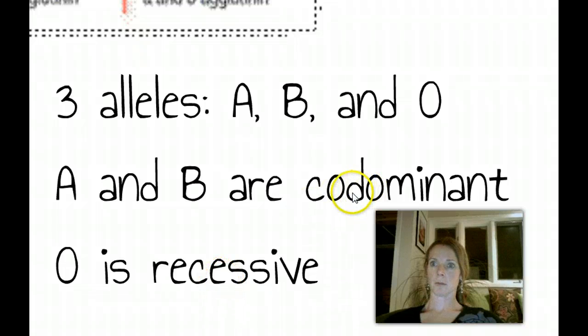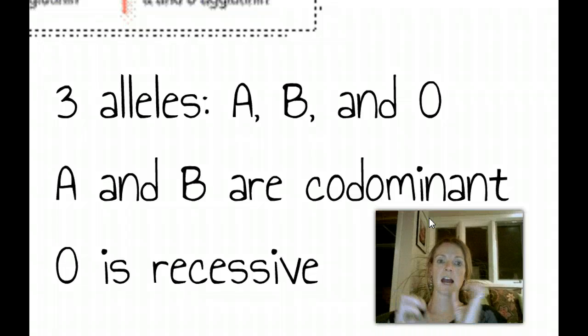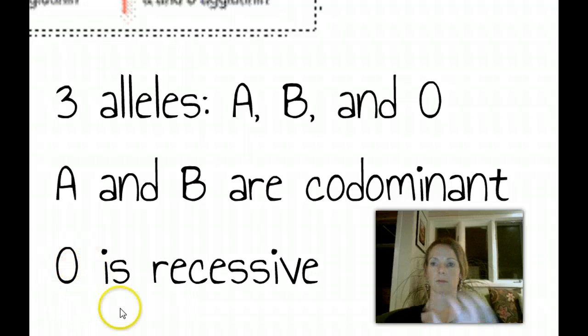So meaning, remember, someone can be type AB blood, and because A and B are codominant, they can basically show up together, okay, and be a different blood type even though they have both of those alleles, okay? O is recessive, so the only way that you're going to have type O blood is if you have two of these O recessive alleles, okay?